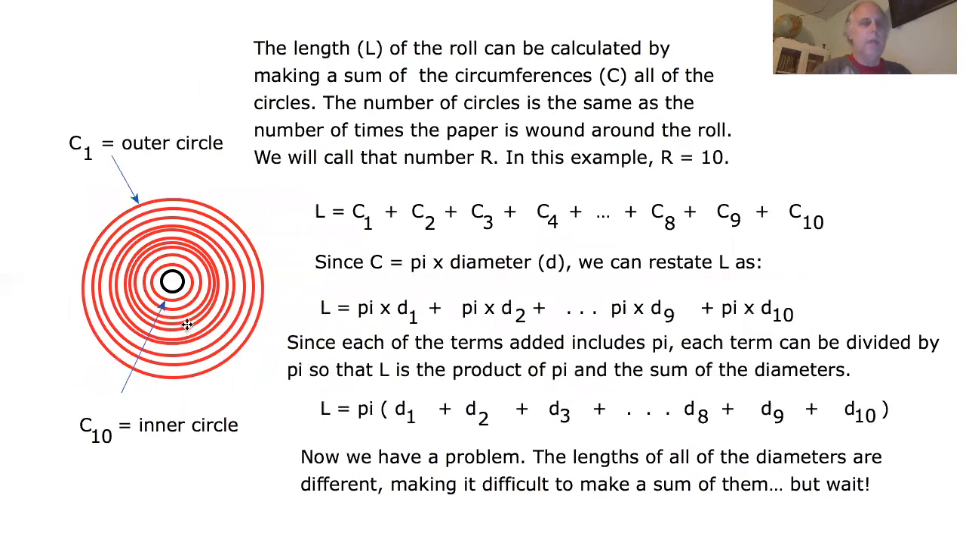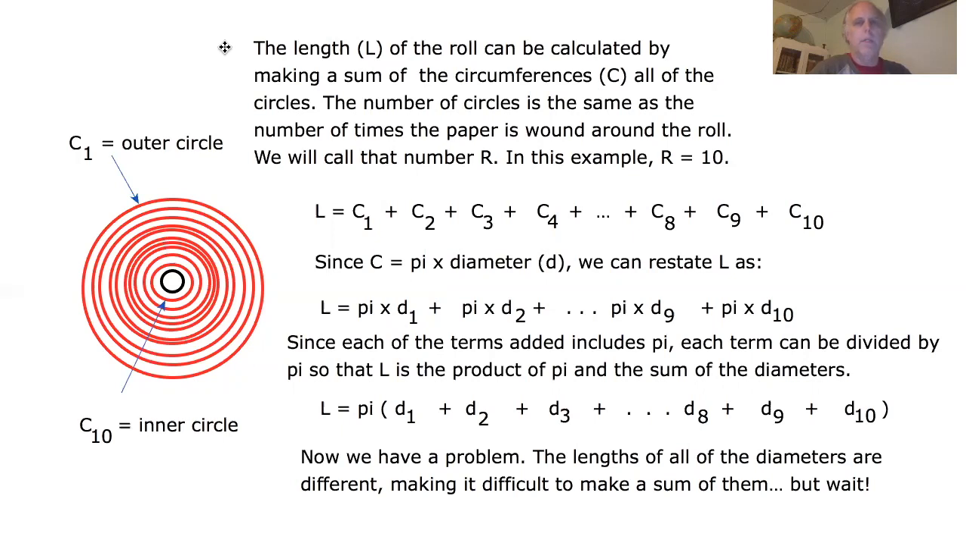So here's another diagram of a toilet paper roll, this time with 10 circles, and the outer circle here is labeled C1, and the inner circle here is C10. So there are C1 through C10 circles here, and I'm going to go through a formula for calculating the length of the toilet paper roll based on these circles. So here at the top, we see that the length L of the roll can be calculated by making a sum of the circumferences, indicated by C, of all the circles.